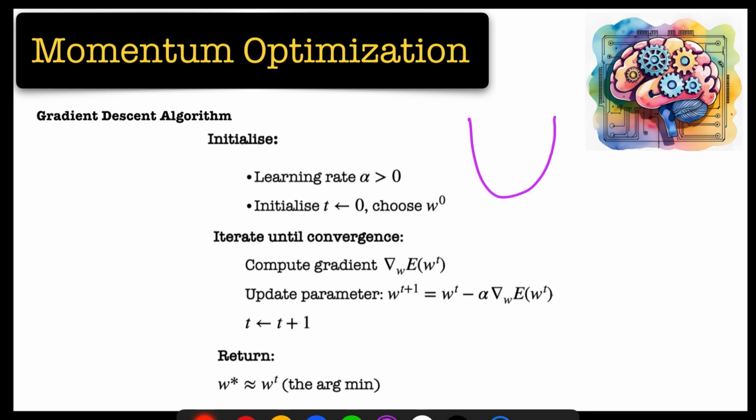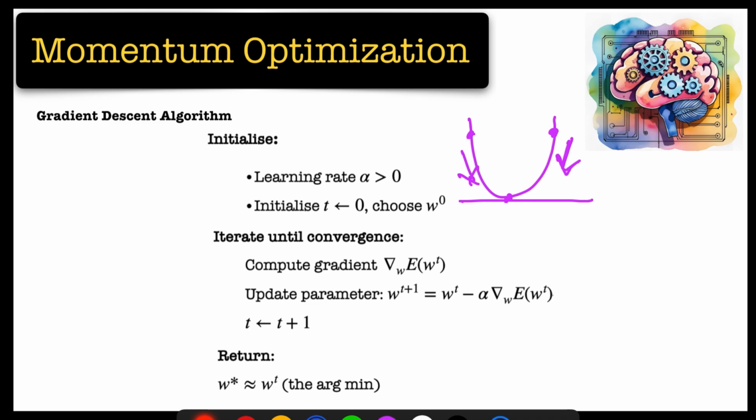Let's say this is the convex error graph we have, and this is the minimum point. We can start at any point, and we have to reach this minimal point. If we start from here, we have to go in this direction. If we start from here, we have to go in this direction. That's how we do gradient descent.